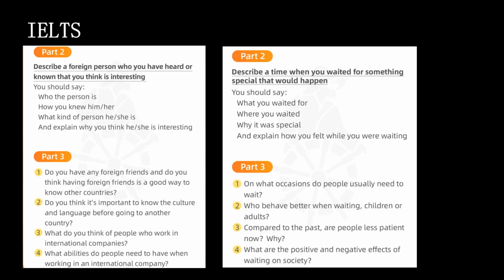The part 3 they have for that, on what occasions do people usually need to wait? Who behaves better when waiting, children or adults? Compared to the past, are people less patient now? Why? What are the positive and negative effects of waiting on society?